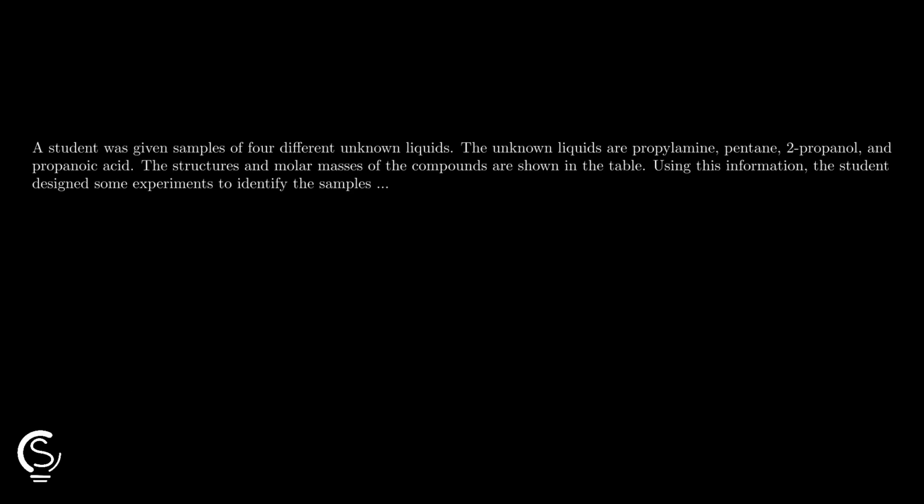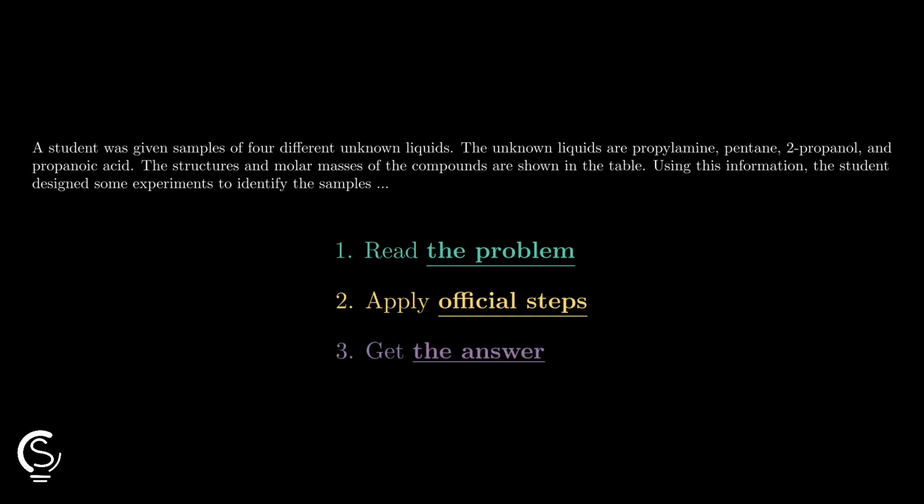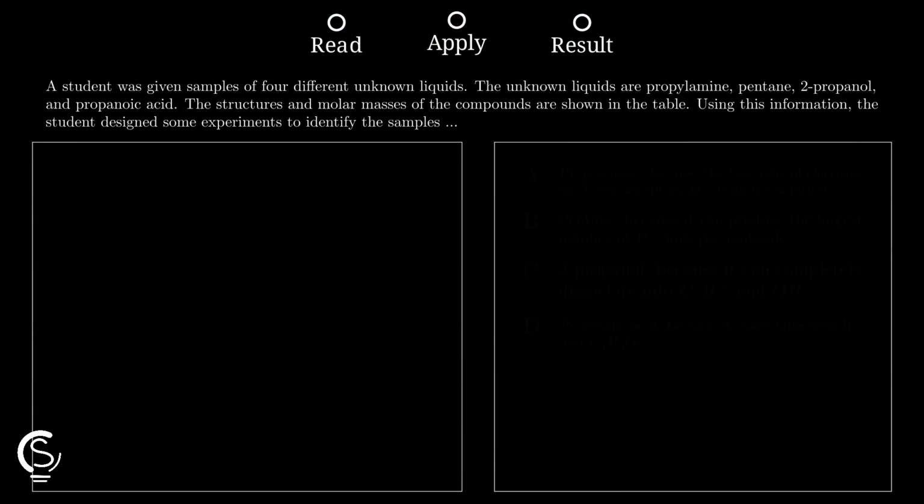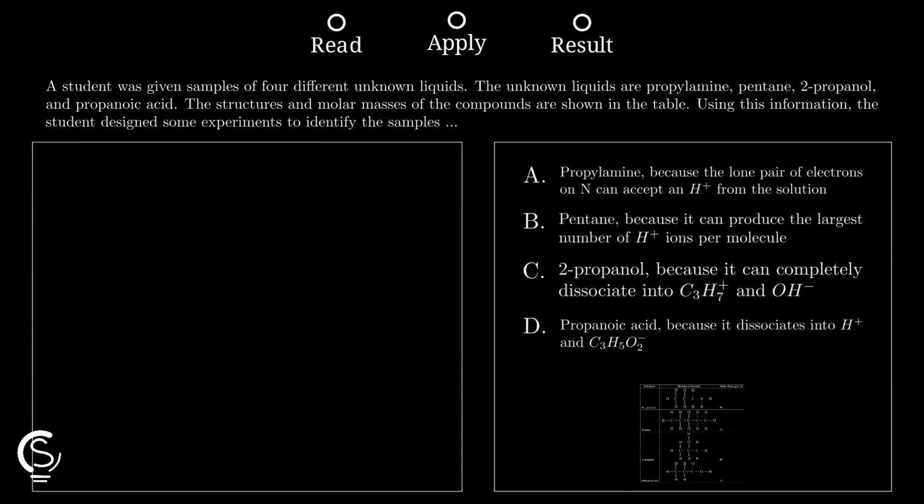Identifying the liquid with the highest pH is simple if you know your functional groups. Let's break down these 4 chemical structures right now. First, look at propylamine. It contains a nitrogen atom with a lone pair of electrons. This allows it to act as a weak base by accepting protons from the water solution.